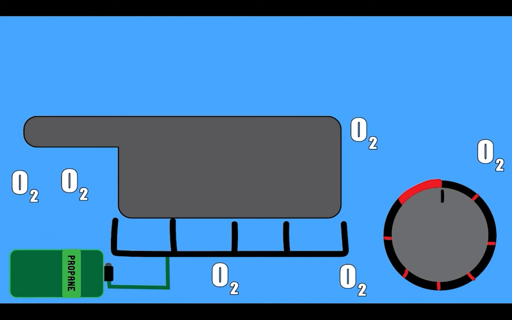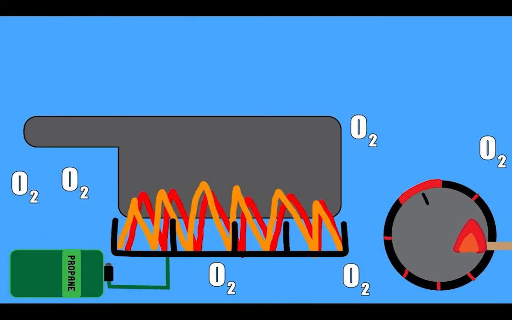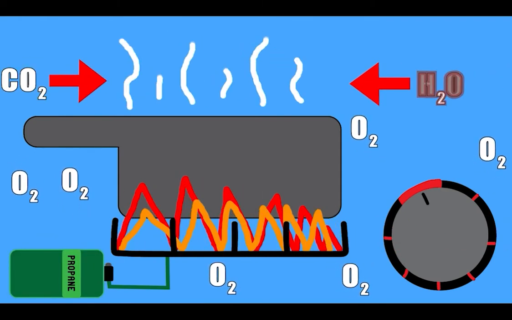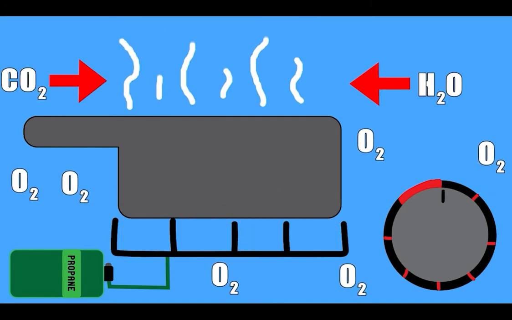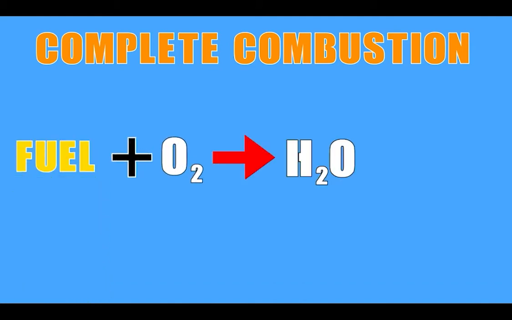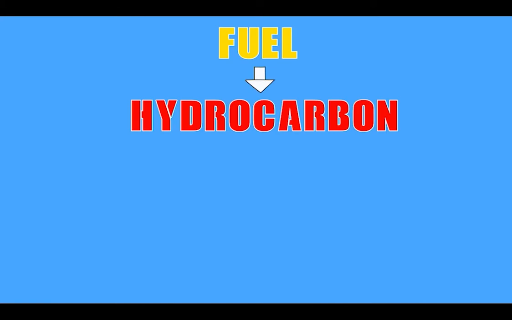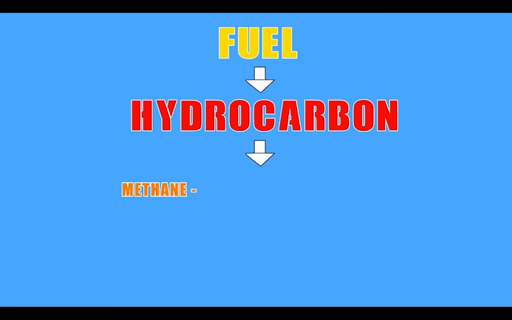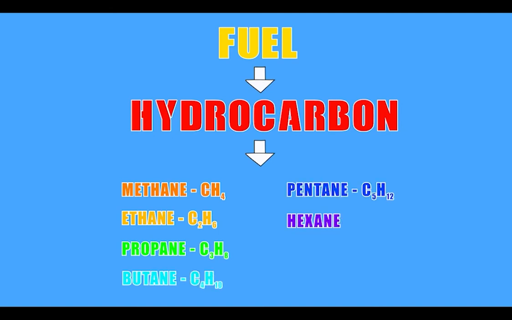First, you have your hydrocarbon, propane, plus your oxygen in the air, which then produces H2O and CO2. The formula for complete combustion is fuel, propane in this case, plus oxygen, which then equals water plus carbon dioxide. The fuels are hydrocarbons, such as methane, ethane, propane, butane, pentane, hexane, heptane, and octane.